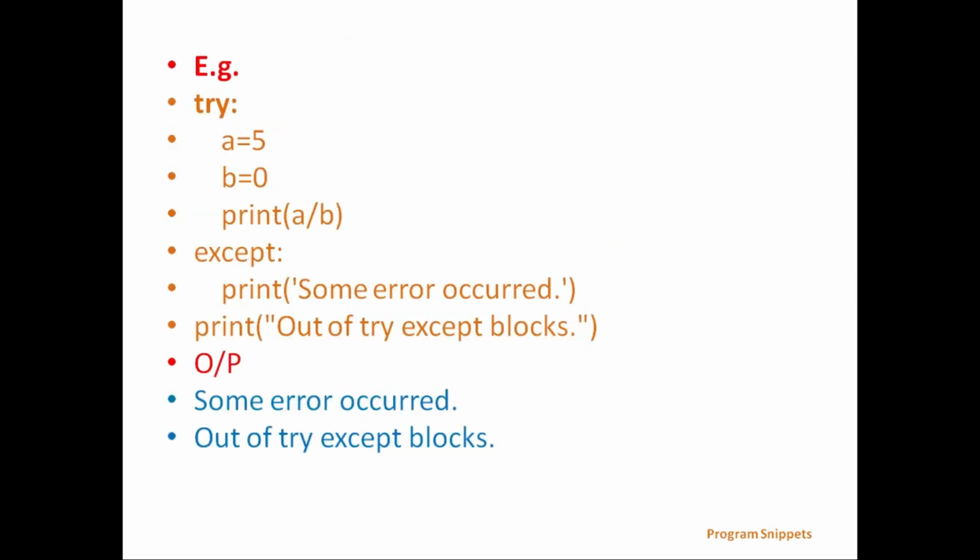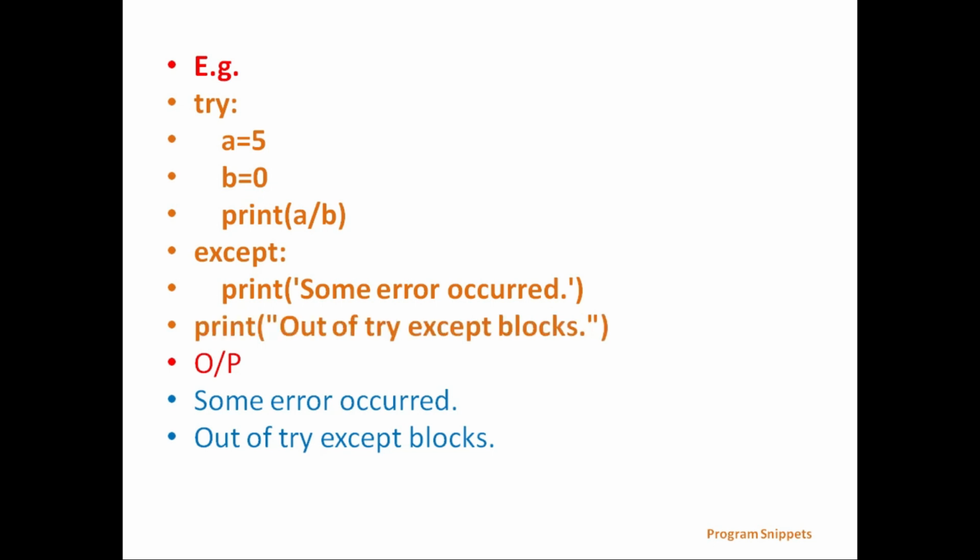For example, if we have written this code, inside the try block we have defined a as 5, b as 0, and we print a divided by b. In the except block we print "some error occurred", and outside the try block we print "out of try except block". When we execute this code it gives the output "some error occurred" and "out of try except block", since we are trying to divide 5 by 0.